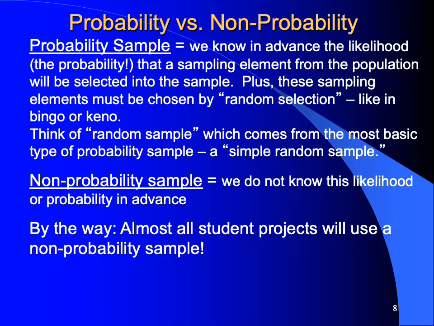By the way, almost all student projects will use a non-probability sample. So even though you see a lot of people doing senior projects around our campus, and they're using inferential statistics, they don't have a random sample. And actually, by the rules of statistics, when you take the class, you'll find out that you cannot use the data from a non-random sample when you use inferential statistics. So chi-square, t-tests, all of the things you might have heard of, require a random sample.